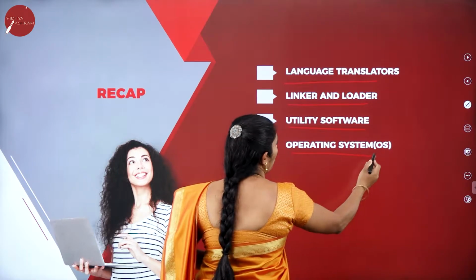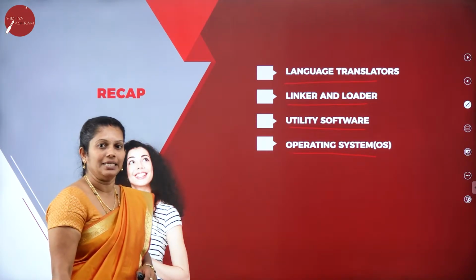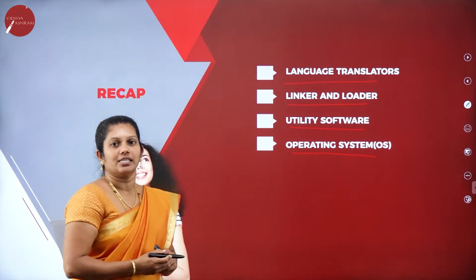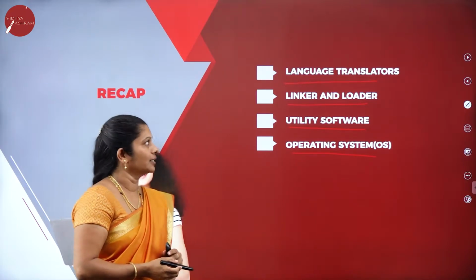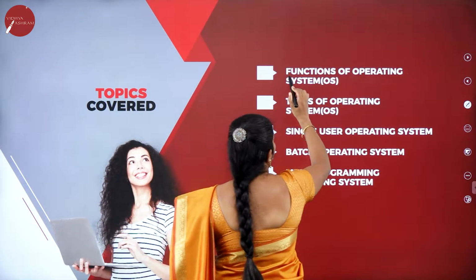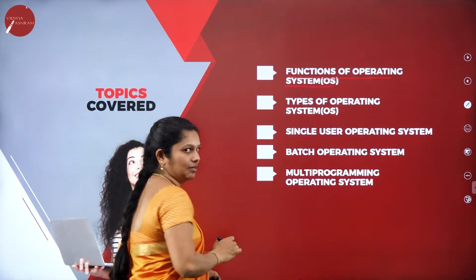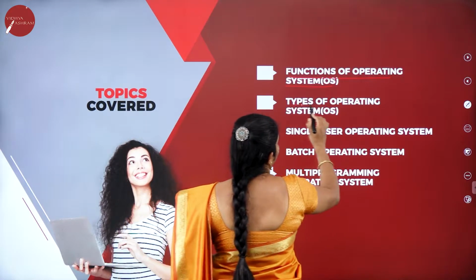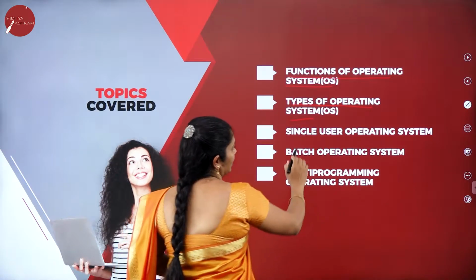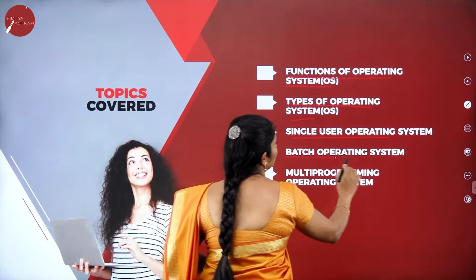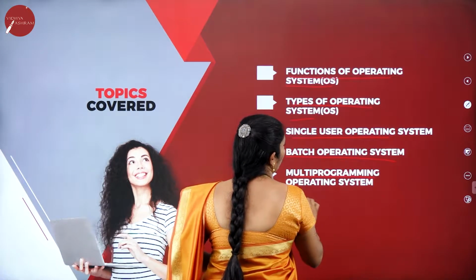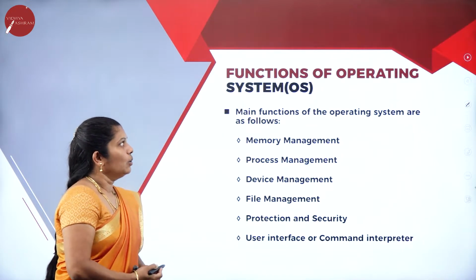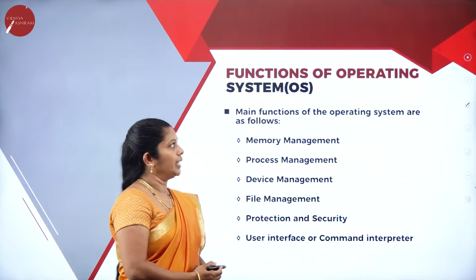Then, what do you mean by operating system? It's a mediator between user and computer, and with that, this operating system provides a good environment to the user. In today's class, you will come to know regarding the functions of operating system, which are the major functions performed by this operating system. Then types of operating system: single user operating system, batch operating system, and multi-programming operating system.